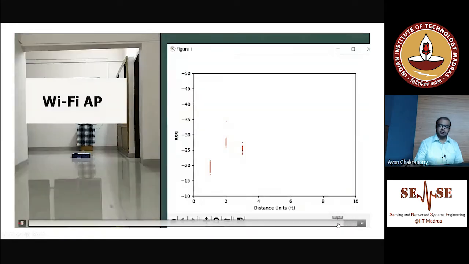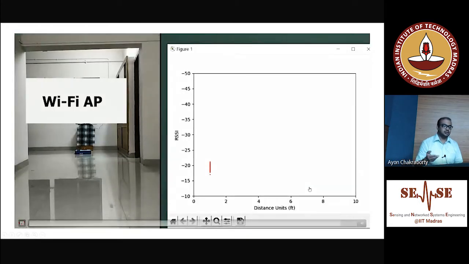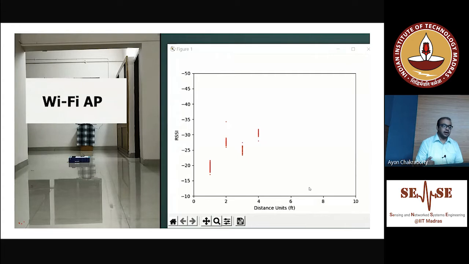So this is the demo where I actually collected the data. This is the access point near the wall, and I'm moving my Raspberry Pi and have taken a video of that. On the right hand side, you can see how the signal strength value changes with respect to the distance. If I'm increasing the distance, you can see how its value is changing. So you can take a log of this distance.